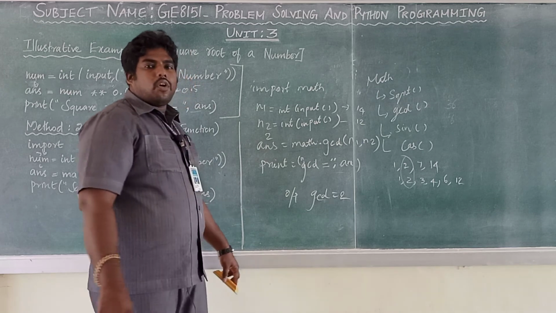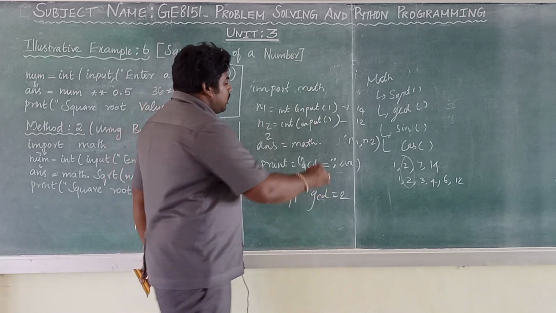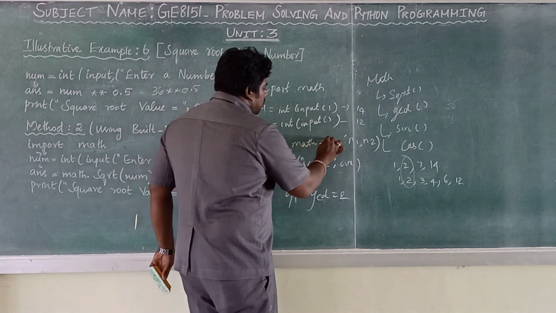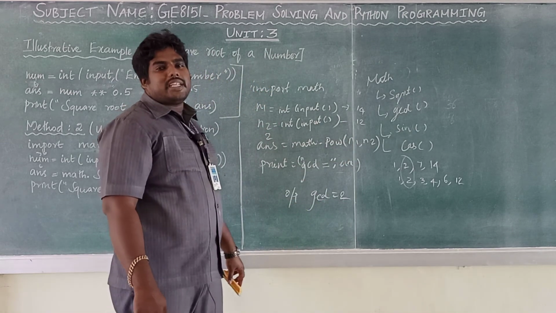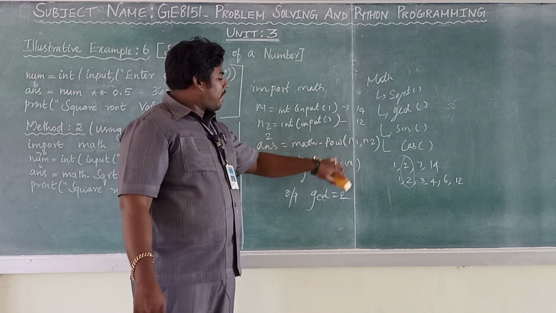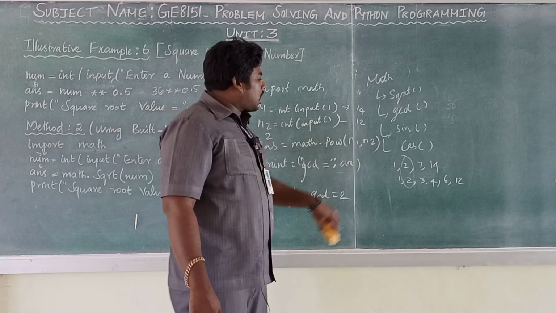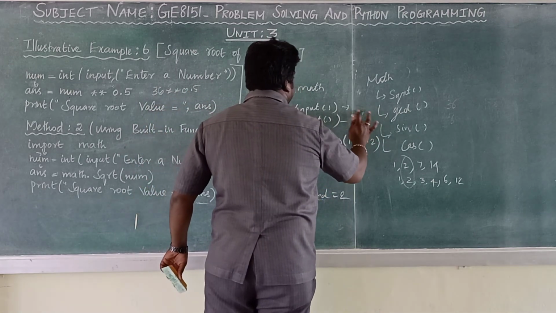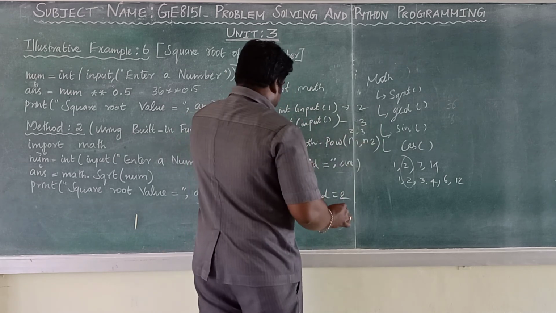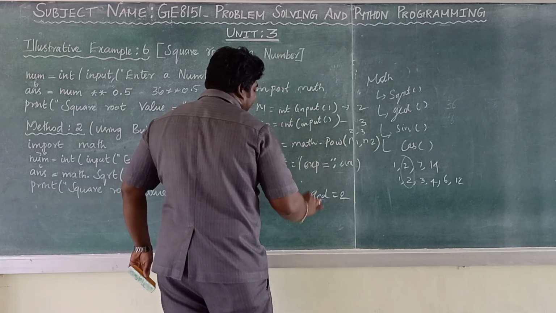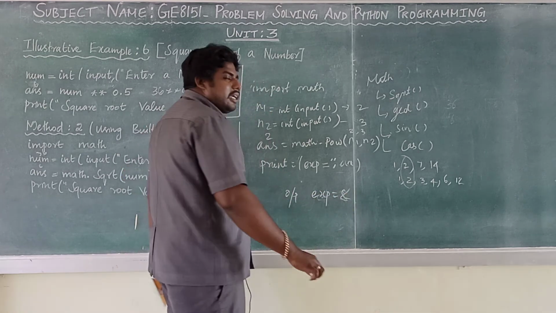Similarly, if you want to find the exponent, just use the function pow. If you want to find the exponential, use the function power, pow. So here 2 inputs, then pow of n1 comma n2. For example, your base is 2 and the exponent is 3. So pow of 2 comma 3 means we are getting the output 8. 2 power 3 is 8.